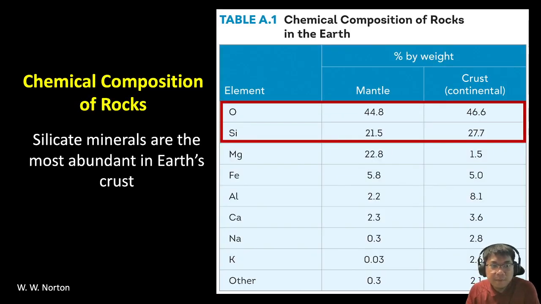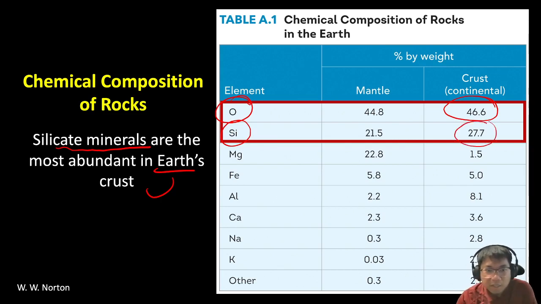So this is the chemical composition of rocks. Silicate minerals are the most abundant in Earth's crust, and therefore silicate rocks would be the most abundant found within the Earth's crust as well. So here are the percentages. We have oxygen and silicon, and they take about, by percent weight in the crust, almost 50% for oxygen and almost 30% for silicon. So again, silicate minerals as well as silicate rocks will be very, very common in the Earth's crust.